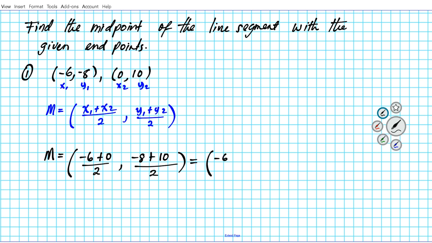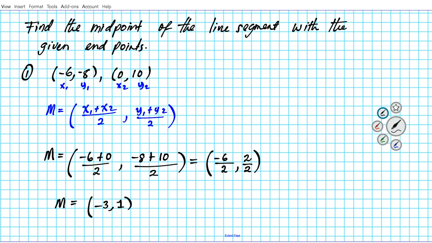So we have negative 6 over 2 for the x coordinate. For the y coordinate, we have negative 8 plus 10. The signs are different, so you subtract and keep the sign of the bigger, which is 2 over 2. And your final answer, your midpoint, is going to be negative 6 over 2, which is negative 3, comma 1.